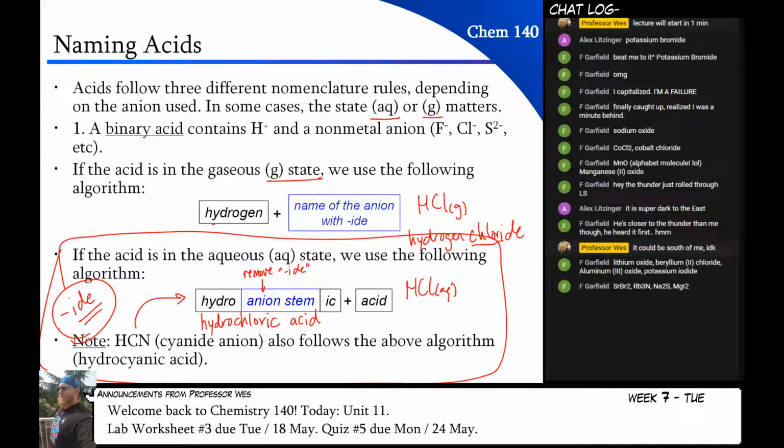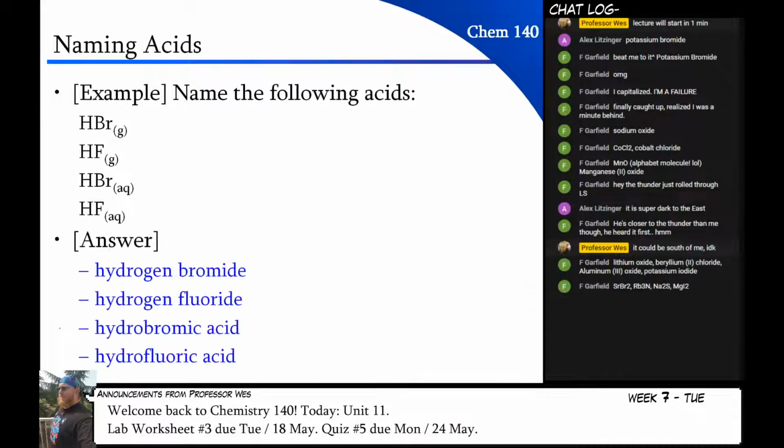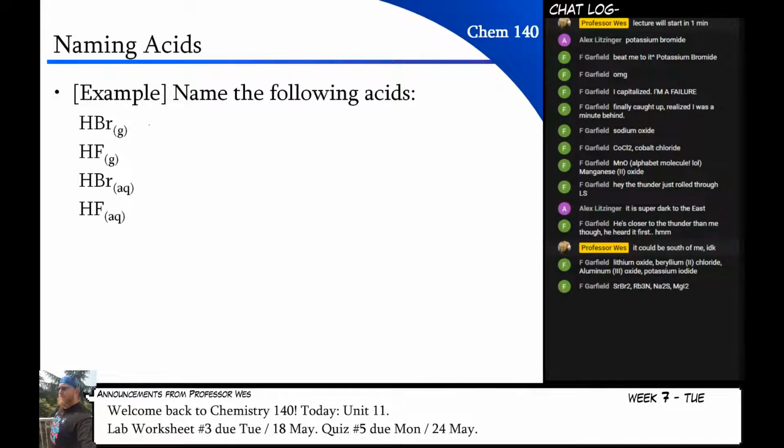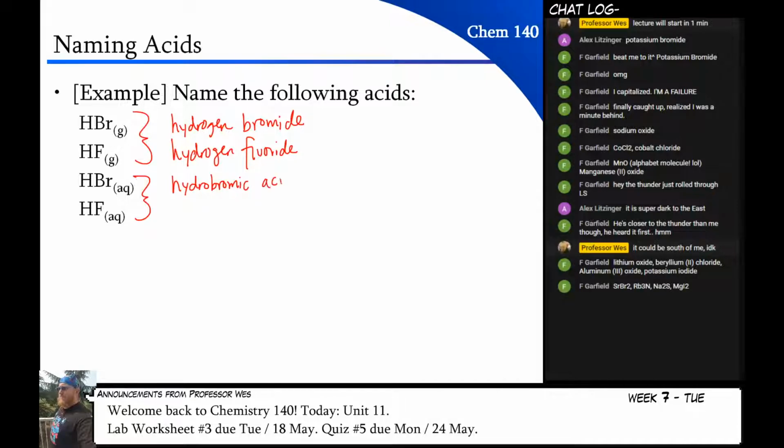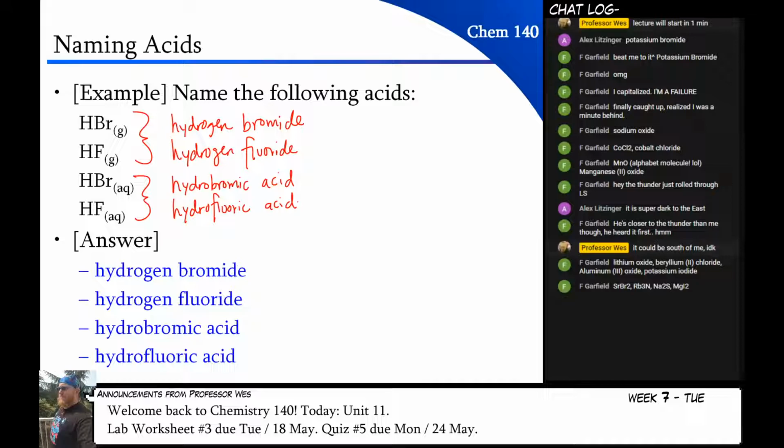The next two schemes are very straightforward in terms of, what does the anion end in? Here's the rule. So we'll get to that in a second here. Oops, I didn't mean to post the answers here. So if I wanted to name these, they are gaseous. So we would say hydrogen, and then whatever it is. So bromide. And this would be hydrogen fluoride. These are aqueous, so we have to do the hydro-blank-ic acid. So this would be hydrobromic acid. And this would be hydrofluoric acid. There you go.